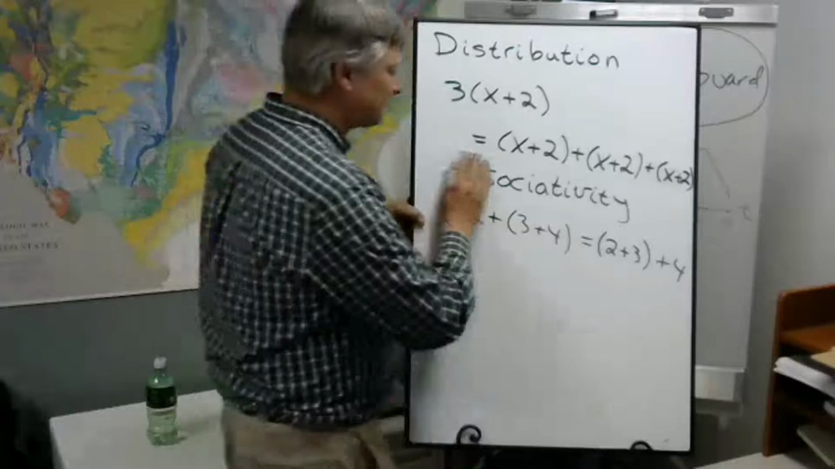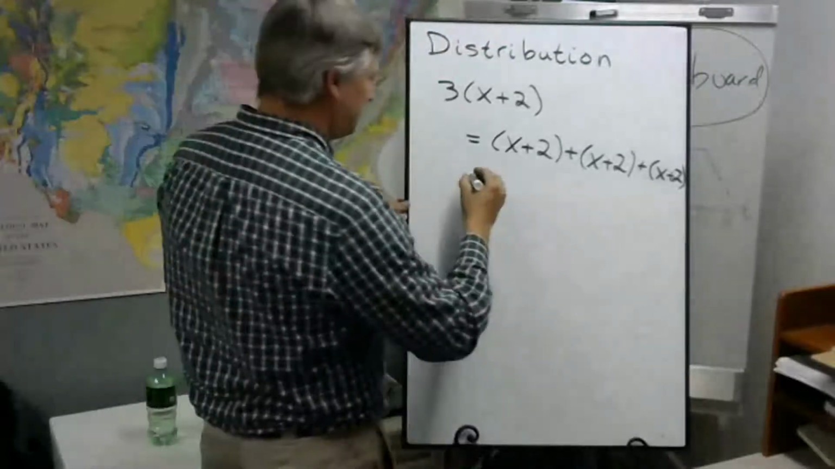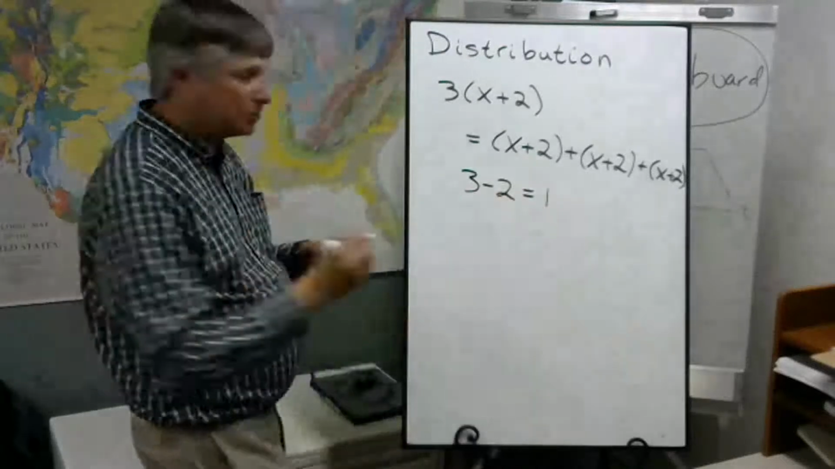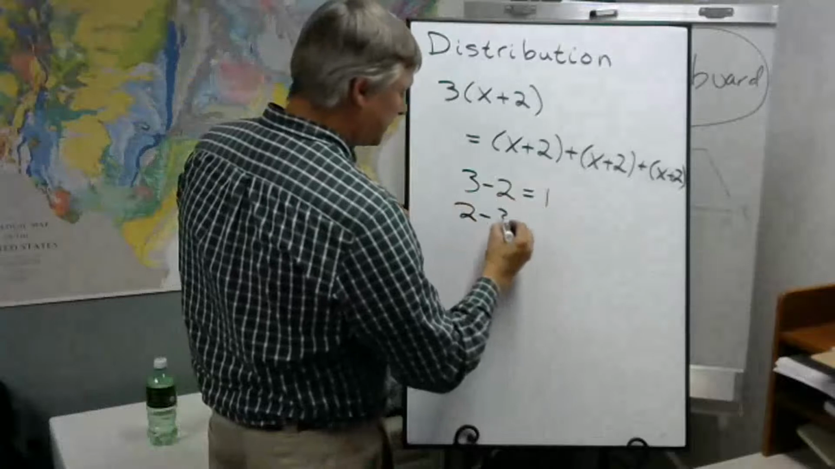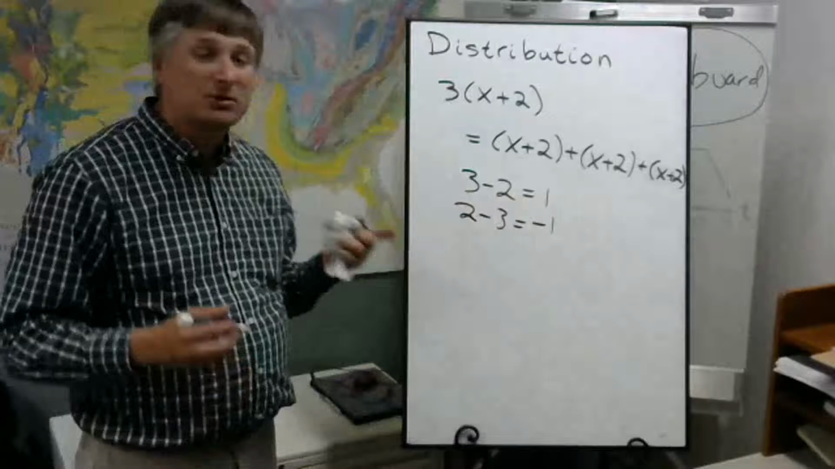So, for example, 3 minus 2 is 1. But 2 minus 3, if we switch the order, it's negative 1. So subtraction is not commutative.